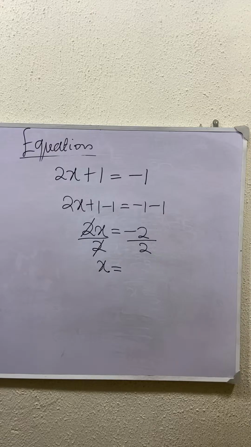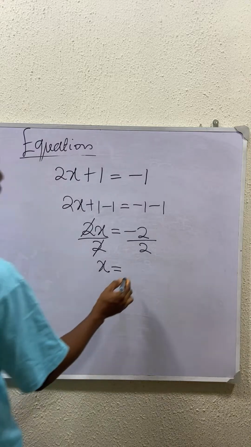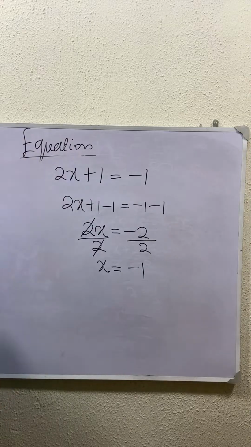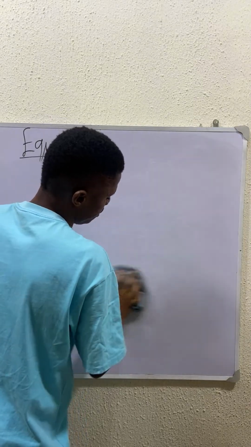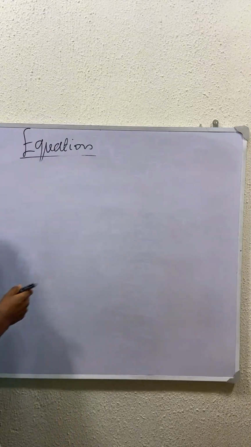Minus 2 divided by 1 is what? Okay, the answer is minus 1. You're right, minus 1. So this is the answer. So it is very easy to solve problems on simple equation. So let's look at this.